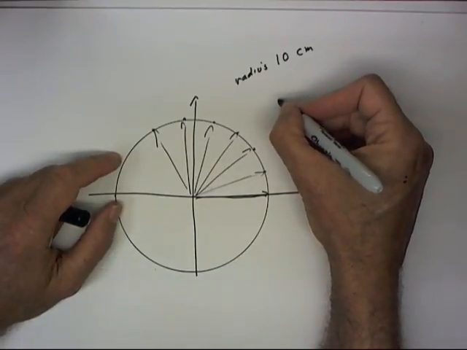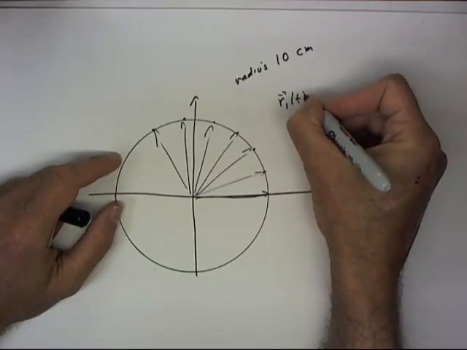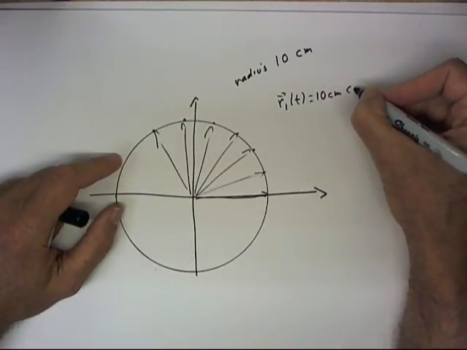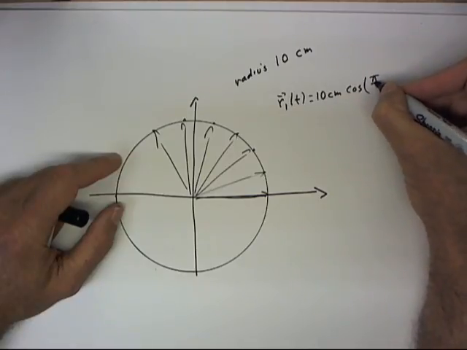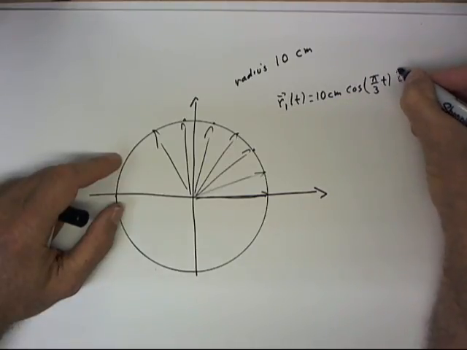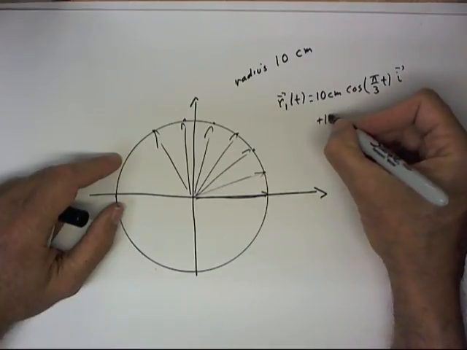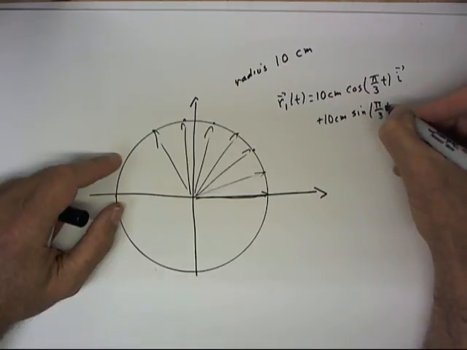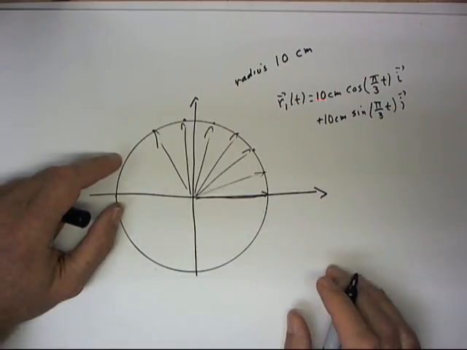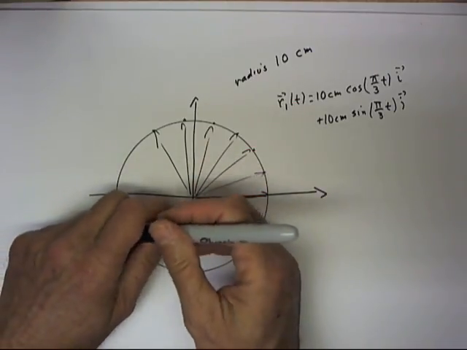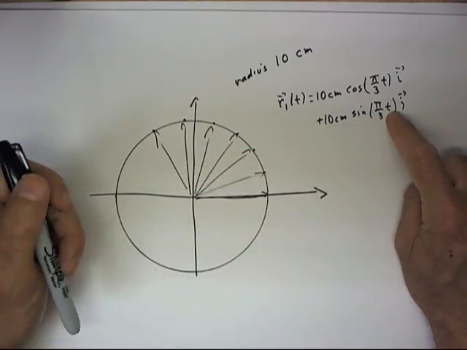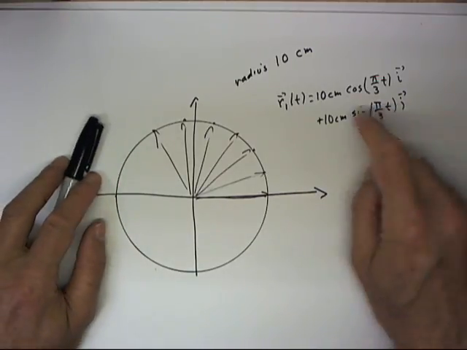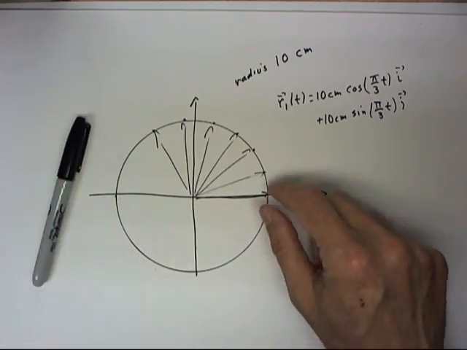Then we can let our r1 vector, r1 of t, equal 10 centimeters times the cosine of pi over 3t times i plus 10 centimeters times the sine of pi over 3t times j. You can verify that if t changes by 6, that pi over 3t changes by 2 pi, which gives us a complete cycle around the circle.